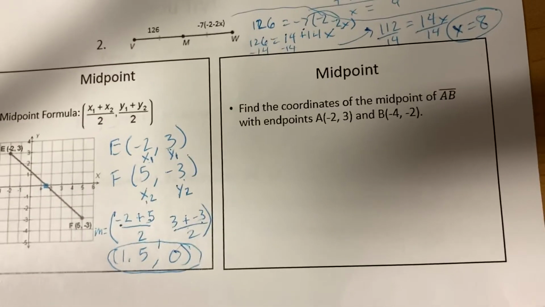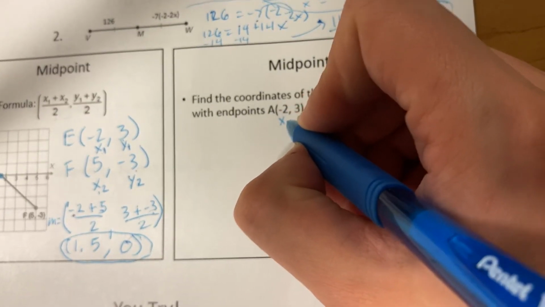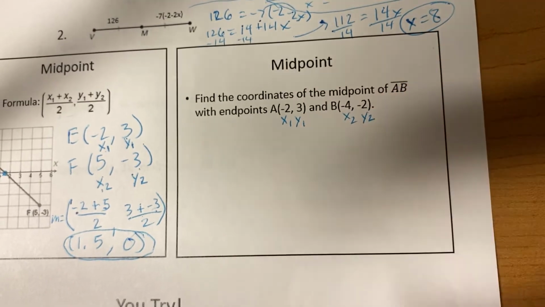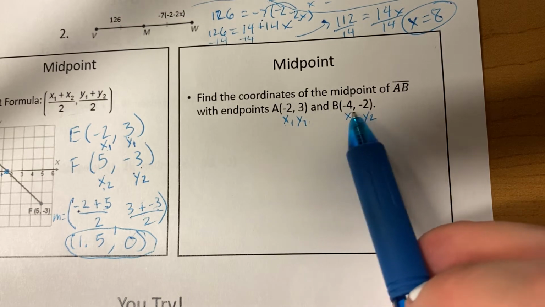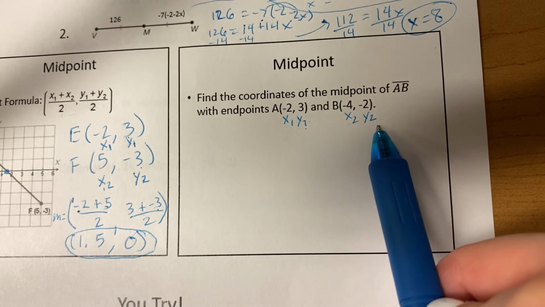All right, and then sometimes you won't be given a graph. You're just going to be given the points. So this one's actually a little easier. I'm going to label them. And where I see a lot of people go wrong is they'll label like these first two x's and these next two y's, but make sure you're doing x sub 1, y sub 1, x sub 2, y sub 2, okay?